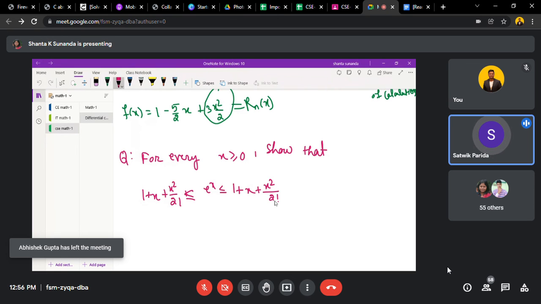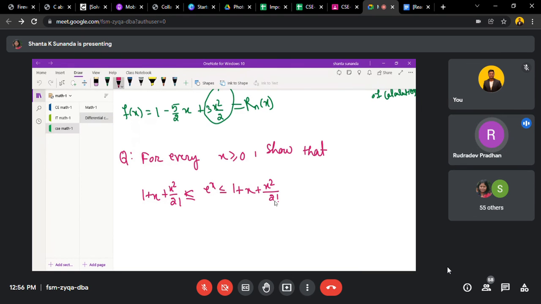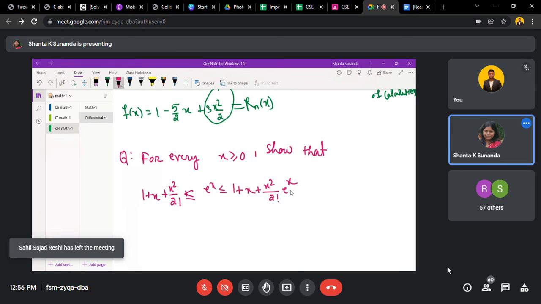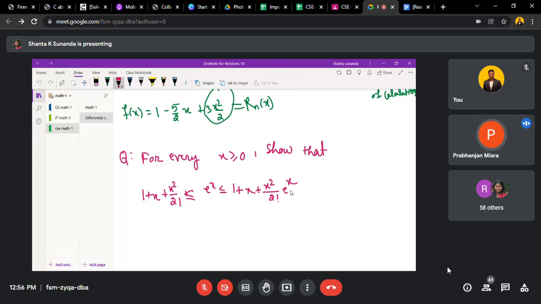Ma'am, please recheck the equation, maybe some mistake has happened. Yes ma'am, both sides are the same. Left and right are the same. Sorry, this is e power x. You can write down this and check yourself also. We have very little time.